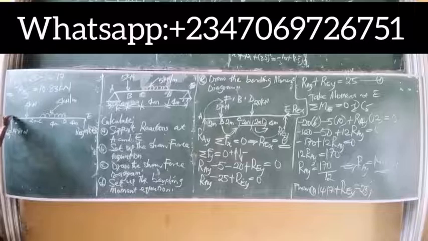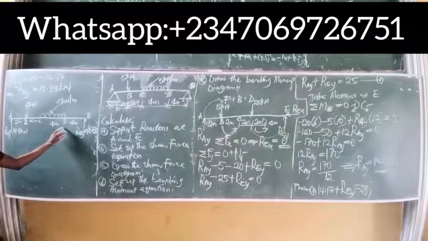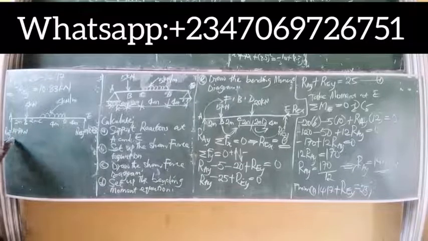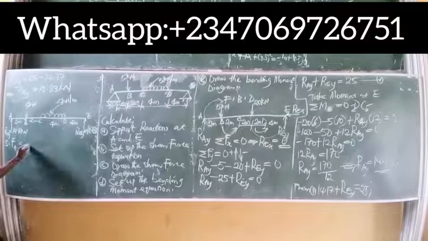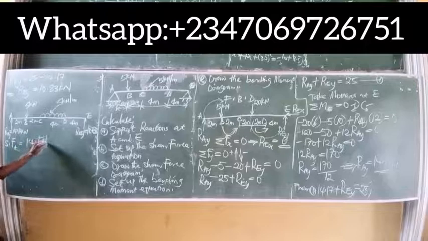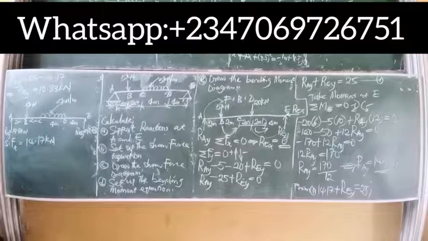This is point A, this is point B, this is C, D, and E. Shear force at A is simply what? 14.17 kilonewtons. So the force that exists at point A is the shear force at A. And that force is upward, which means that force is positive. It means shear force at A is simply 14.17 kilonewtons.